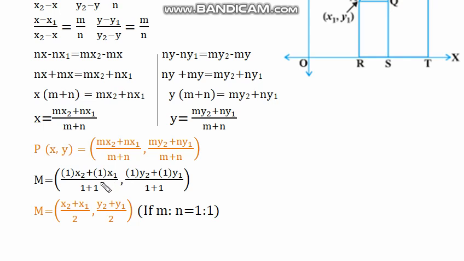In case the ratios are equal, if m is to n equal to 1 is to 1, this is the formula: x2 plus x1 divided by 2, comma, y2 plus y1 divided by 2. So this is the midpoint formula. The ratios are equal, so definitely that point is in the center of the line segment.